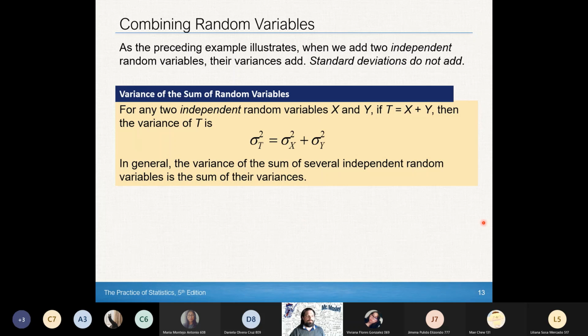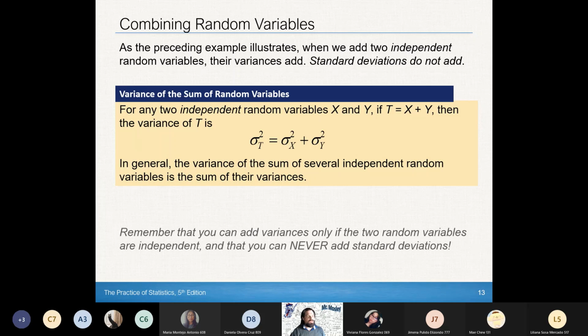So we have that. And again, remember that you can add variances only if the 2 random variables are independent, and that you can never add standard deviations. So again, this is being stressed. Please don't add standard deviations. Please only add variances, and only if those random variables are independent.